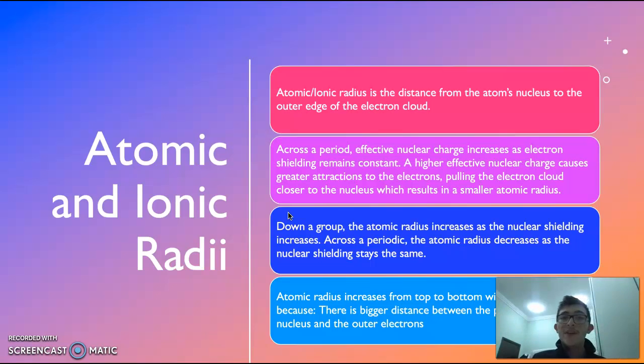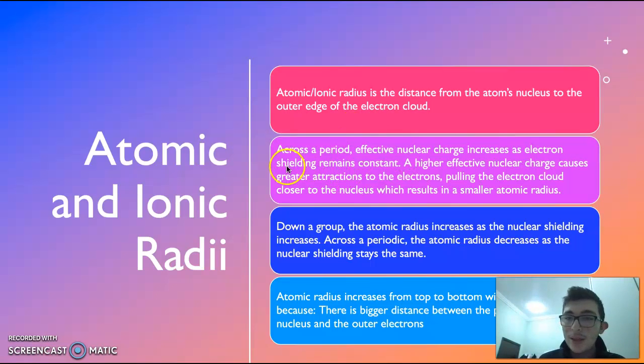In terms of effective nuclear charge, across a period, effective nuclear charge increases as electron shielding remains the same. A higher effective nuclear charge causes greater attractions to electrons, pulling the electron cloud closer to the nucleus, which results in a smaller atomic radius. Now, as we said before, the more protons there are in the nucleus, the greater the attraction is between the valence electrons and the nucleus, therefore the atom will be smaller and more compressed.